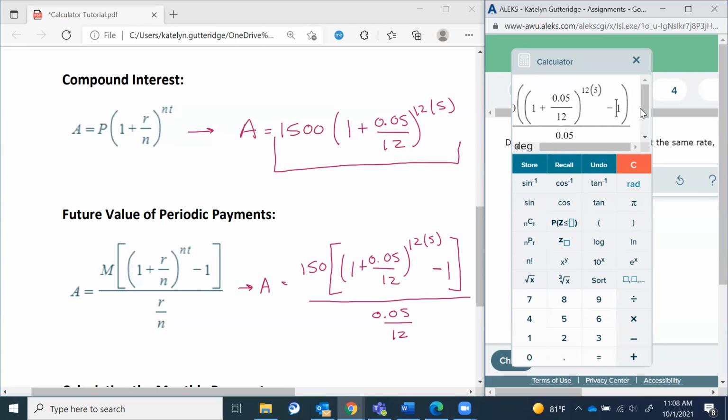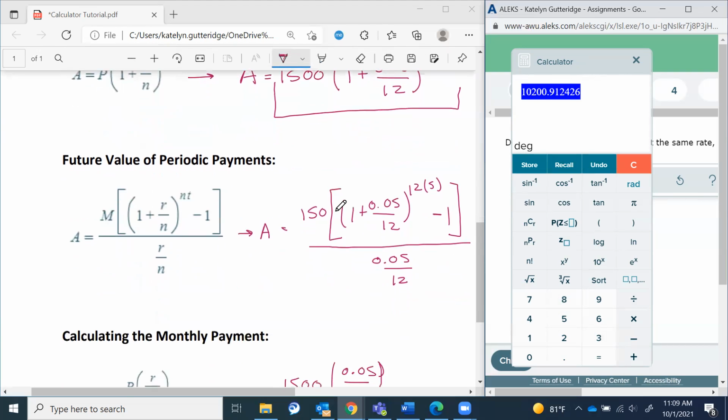So remember that even after you've typed it, you can go back, move your cursor there, adjust whatever you need to adjust, make it look like it looks on your piece of paper, and then hit your equals. And then you would get out your final answer. And again, you'll want to round this according to the directions in ALEKS.